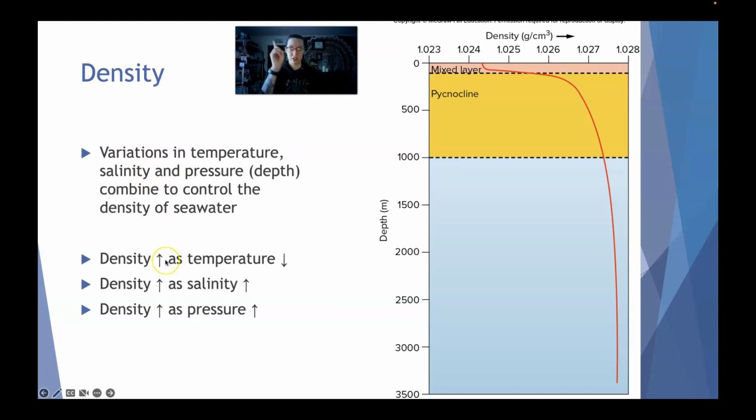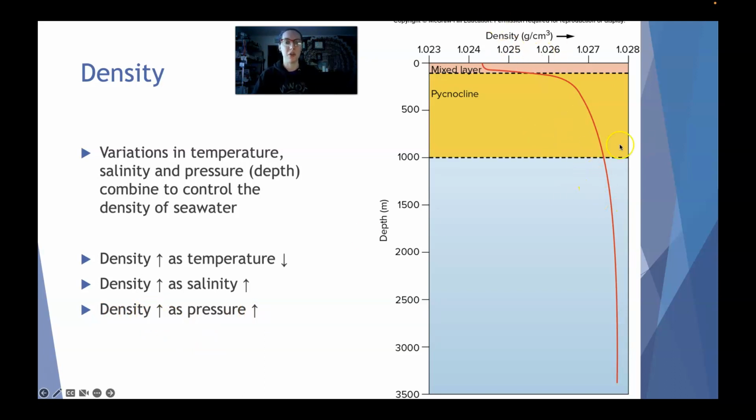So density increases as temperature decreases. Colder things are more compact, they're more dense, right? Whereas when we're hot, our molecules are floating all over the place. And the saltier we get, the more dense we get. And as pressure increases, or as we go further down the water column, density also increases.